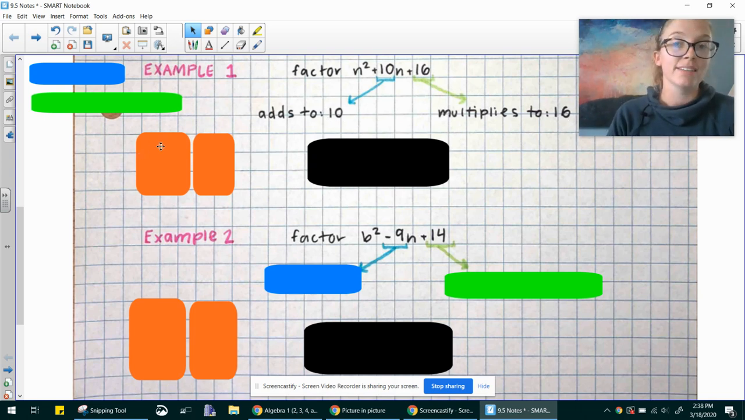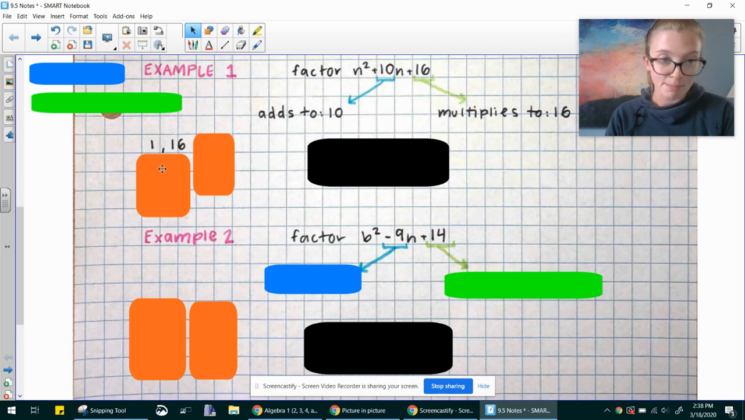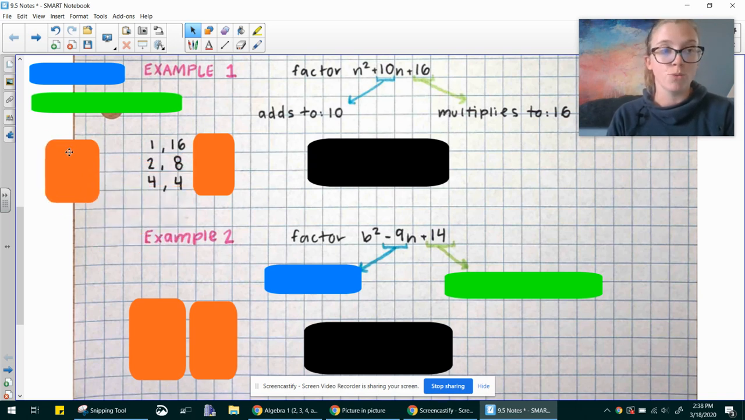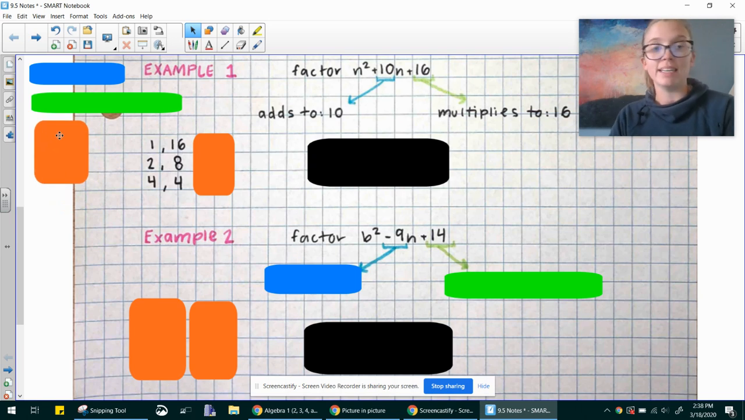So to do this, I'm going to make a list of every pair of numbers that multiplies to 16. So I have 1 times 16, 2 times 8, and 4 times 4. So this is my list of magic numbers that could potentially be the correct numbers that we would use to factor. Now I need to look through this list and say, okay, well, they all multiply to 16. Which of these add to 10?